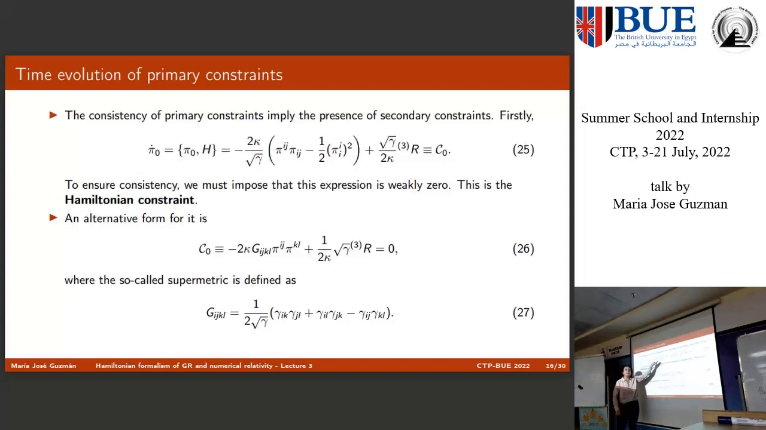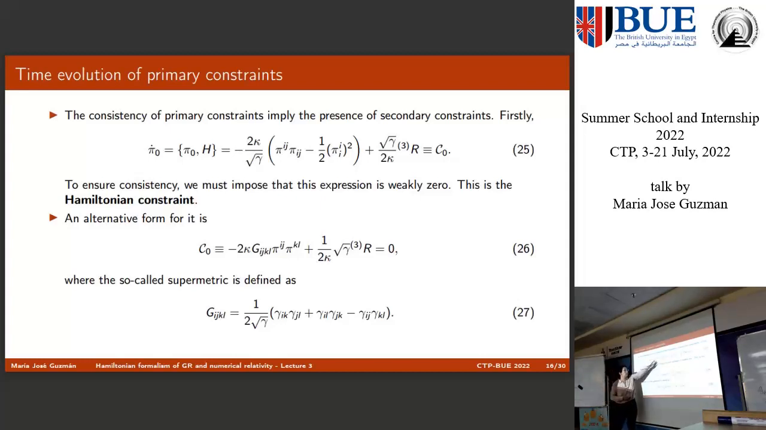So the extrinsic curvature is the momenta, let's say, in the Hamiltonian picture. And this is a constraint of the theory. It's obtained from the time evolution of this primary constraint with the Hamiltonian. You obtain this, and you would like that this doesn't evolve in time, doesn't change in time. So you impose that this is 0, and you obtain, therefore, a new constraint, which is called the Hamiltonian constraint.